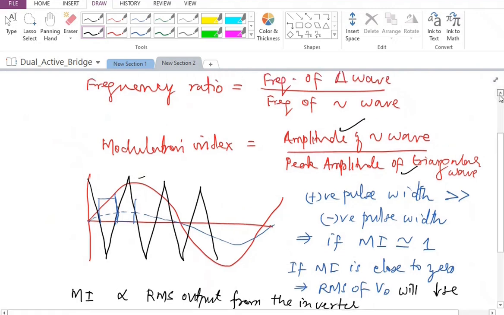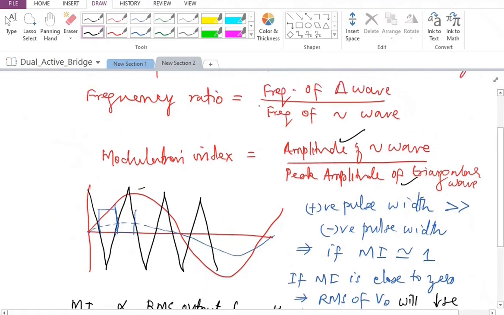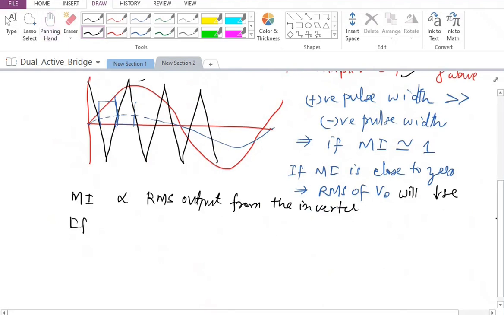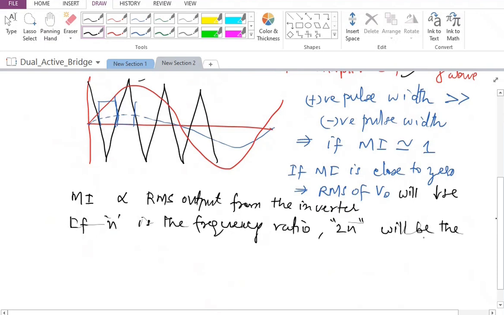Second thing I want to mention is about the frequency ratio. In the case of frequency ratio, if the frequency of the triangular wave is, let us say, 6 times that of the frequency of the sine wave, like what we saw, there will be an intersection which is going to take place 12 times. So if n is the frequency ratio, 2n will be the intersection points.